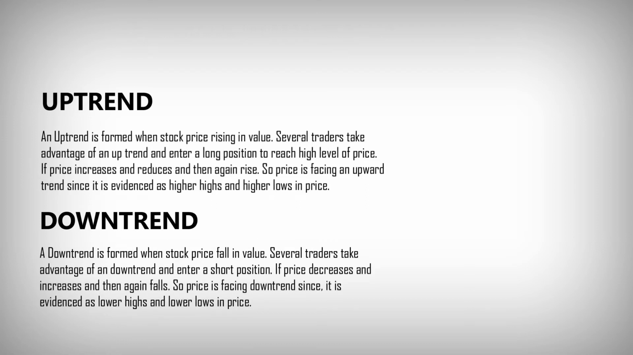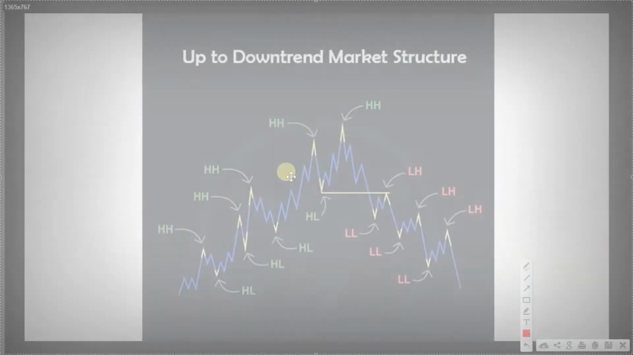A downtrend is formed when stock price falls in value. Several traders take advantage of a downtrend and enter a short position. If price decreases and increases and then again falls, the price is facing a downtrend, as evidenced by lower highs and lower lows in price. Let's understand uptrend and downtrend practically.